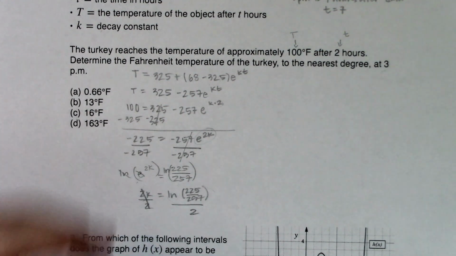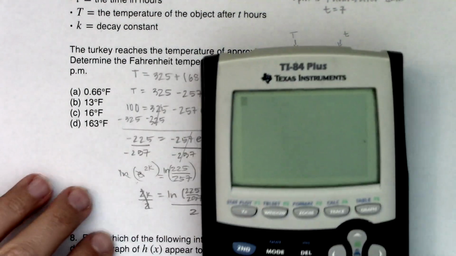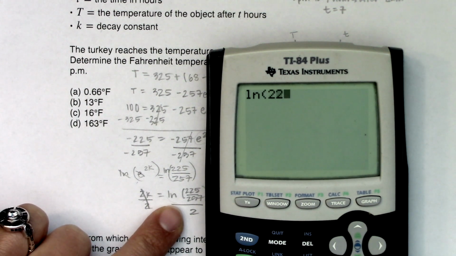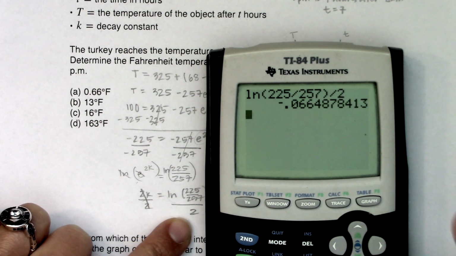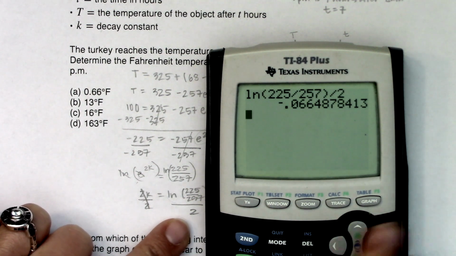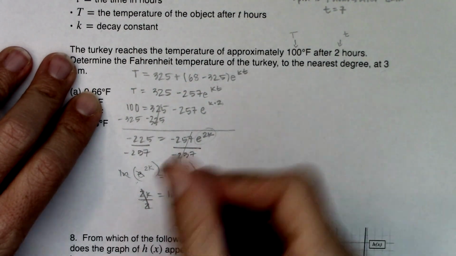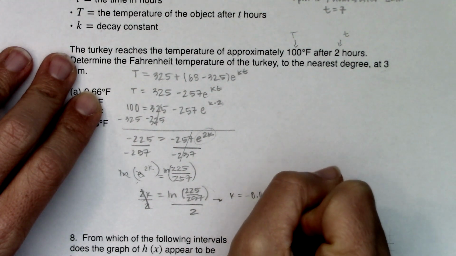And let me get to my calculator now. I've got it over here. Let's see what k is equal to so we can get a number around this. So I'm going to do the natural log of 225 divided by 257. And I need to divide that by 2. So when I crunch that, I get negative 0.66. Oh, excuse me, negative 0.066. So let me go ahead and write that down just so I have it. So here, k is going to be equal to negative 0.066.